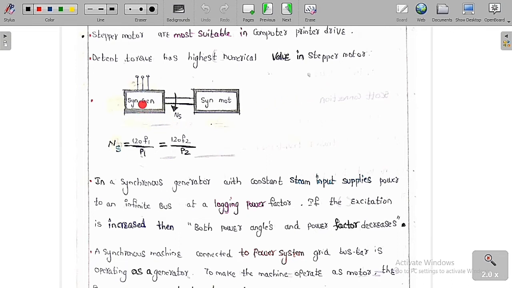So this is basically a synchronous generator. If I give a supply here, this is a synchronous motor. I rotate this one, and with the help of this rotation I generate power here. Let me assume both speeds are the same. Ns is equal to 120 F1 by P1 is equal to 120 F2 by P2, because the speed is always the same for both.